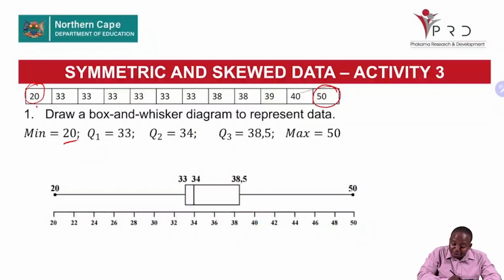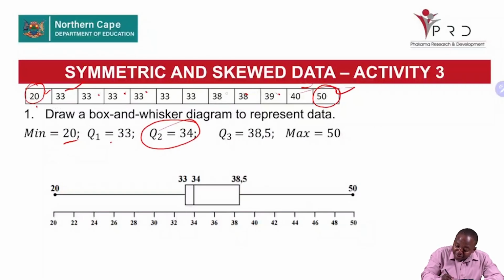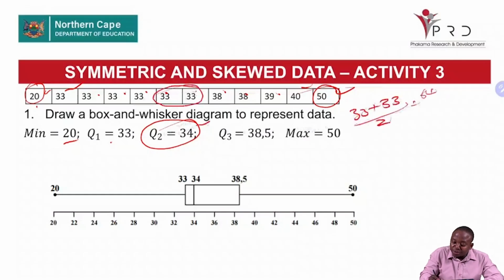Our maximum is there. Then we find Q1, Q2, and Q3. We look for Q2 first. It's better to do that all the time. So it's 1, 1, 2, 2, 3, 3, 4, 4, 5, 5, 6, 6. Now we can see that our Q2 is found between the two values. That means it's going to be 33 plus 33 all over 2. So 33 plus 33 gets 66, divided by 2, we get 33. So that's why our Q2 is 33 in that case.